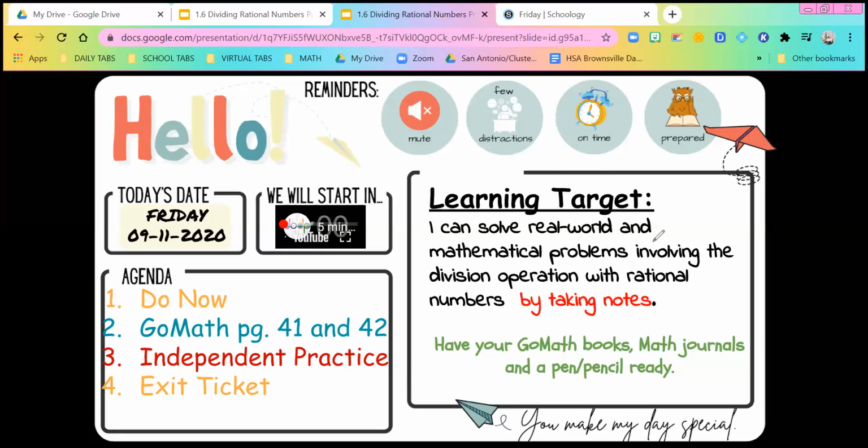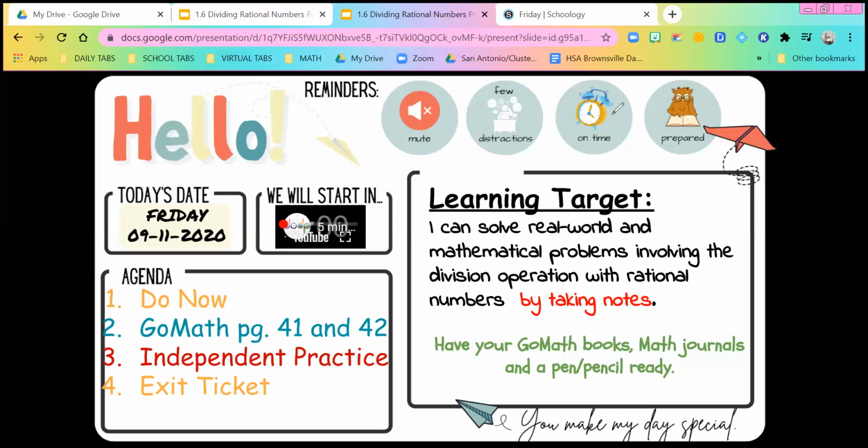We're going to look at some real world mathematical problems involving the division operation with rational numbers. Again, we could see something with a fraction, decimals, whole numbers, integers. We are going to be looking at notes. You are going to be writing them in your GoMath book.